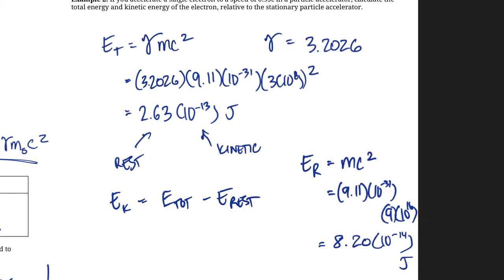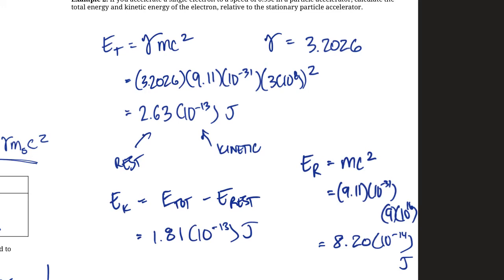So the rest energy is actually like a small chunk of this, right? It's not a huge chunk. It's not more than half of it, right? It's a small chunk of it. So to calculate the kinetic energy, all we need to do is subtract this minus this, right? And we should get our kinetic energy. And if we do that, what we get is 1.81 times 10 to the negative 13 joules.